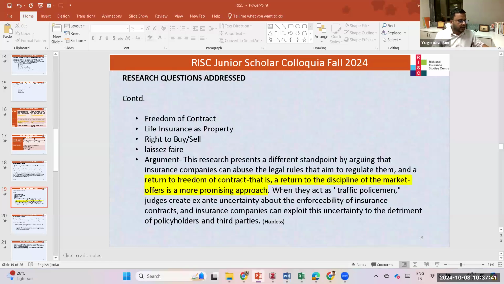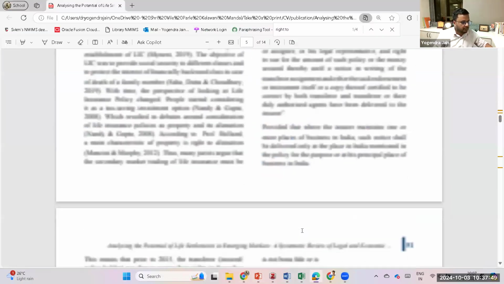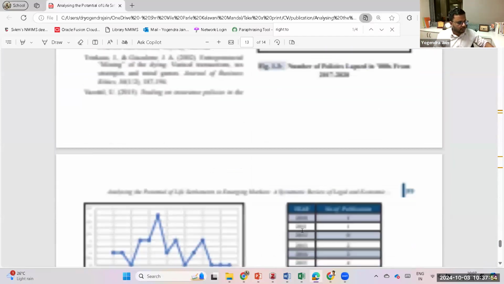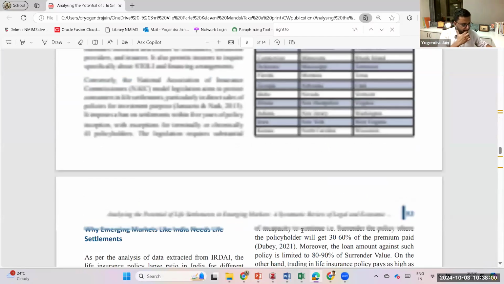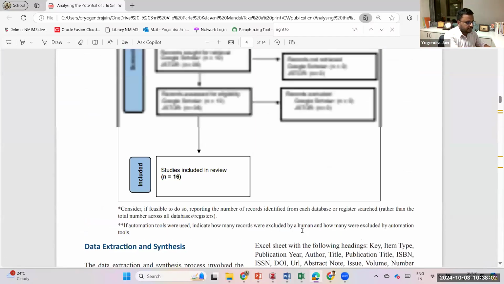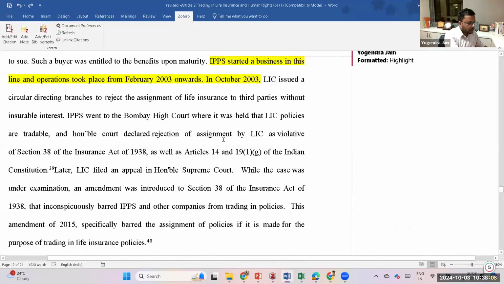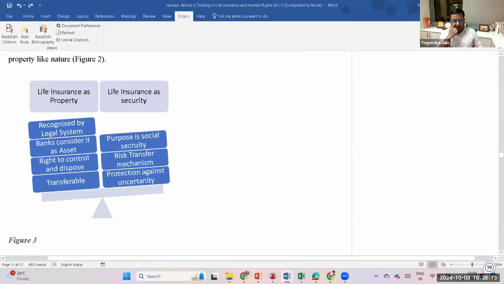Now I'll take a minute and take you to an interesting analysis. Just give me a minute. Okay. So in this paper, I have made a chart basically based on the thematic analysis of a few things. Just give me a minute. Yeah, this one. So if you have a look at it, see, life insurance is recognized by the legal system.